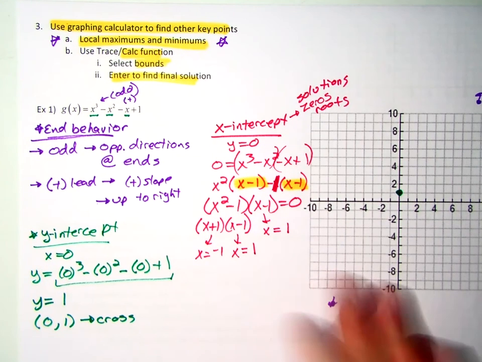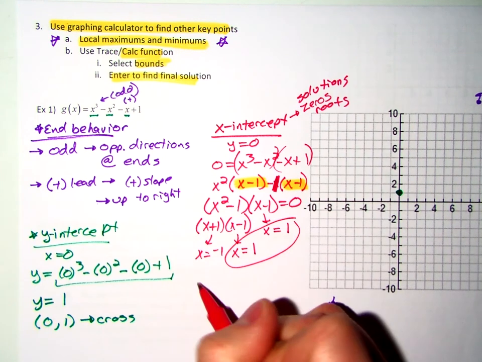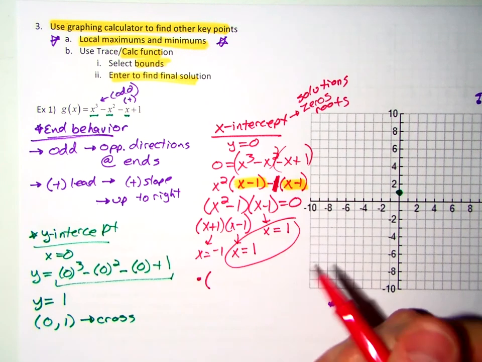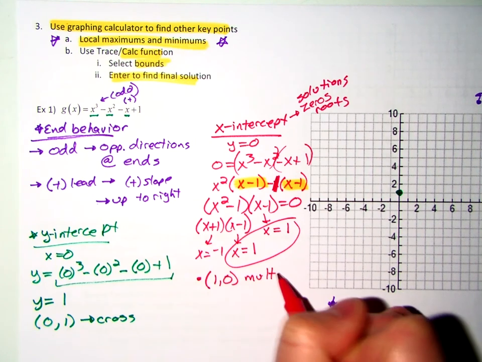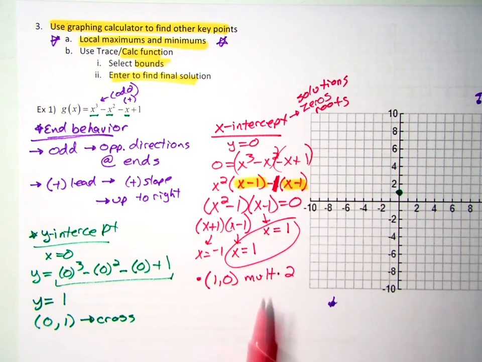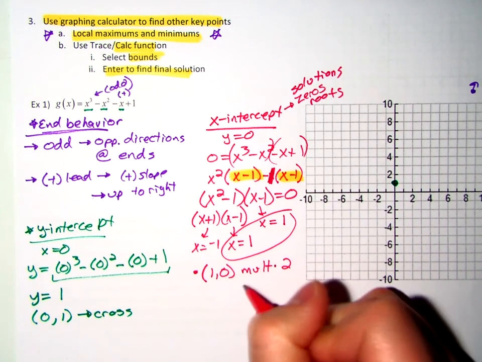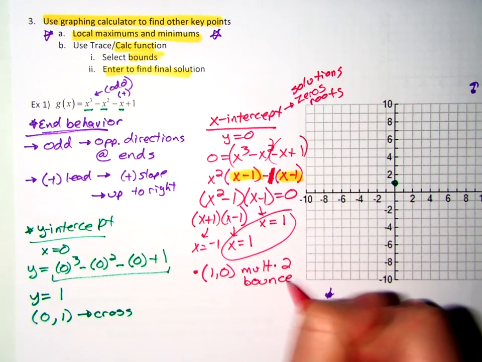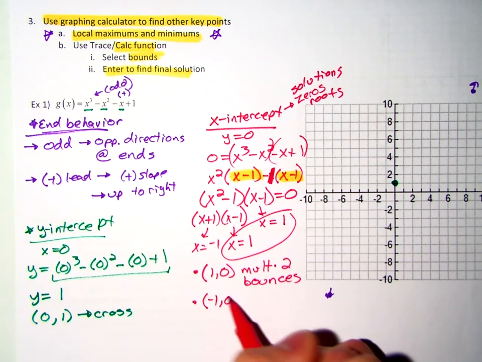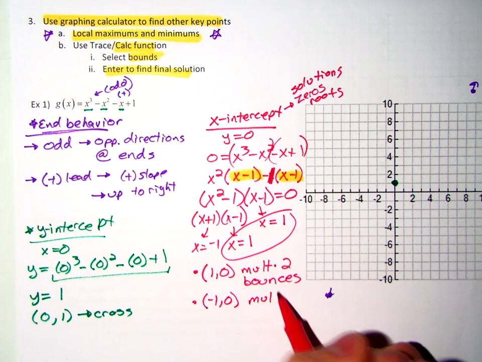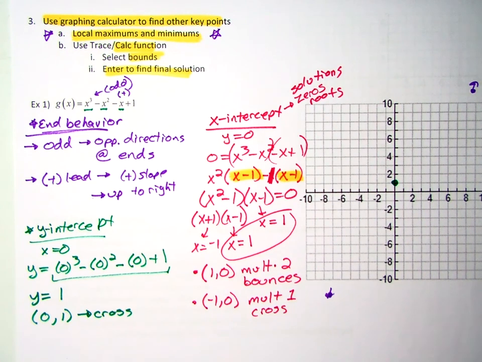So when I'm looking at this, I know that my x equals 1 happens twice. So I have a point of x is 1, y is 0, with a multiplicity of 2. Now remember from before, if our multiplicity is even, that means it doesn't actually cross the x-axis. This bounces. My other x-intercept is negative 1 comma 0. It has a multiplicity of 1 since it only occurred once, so that means it should cross the x-axis there.